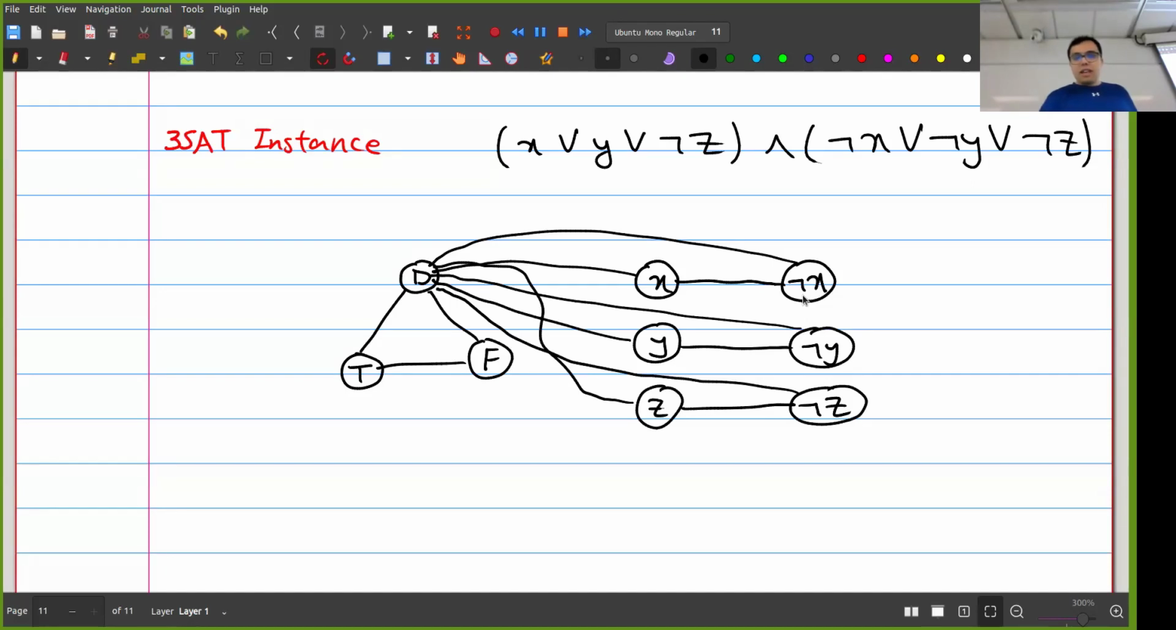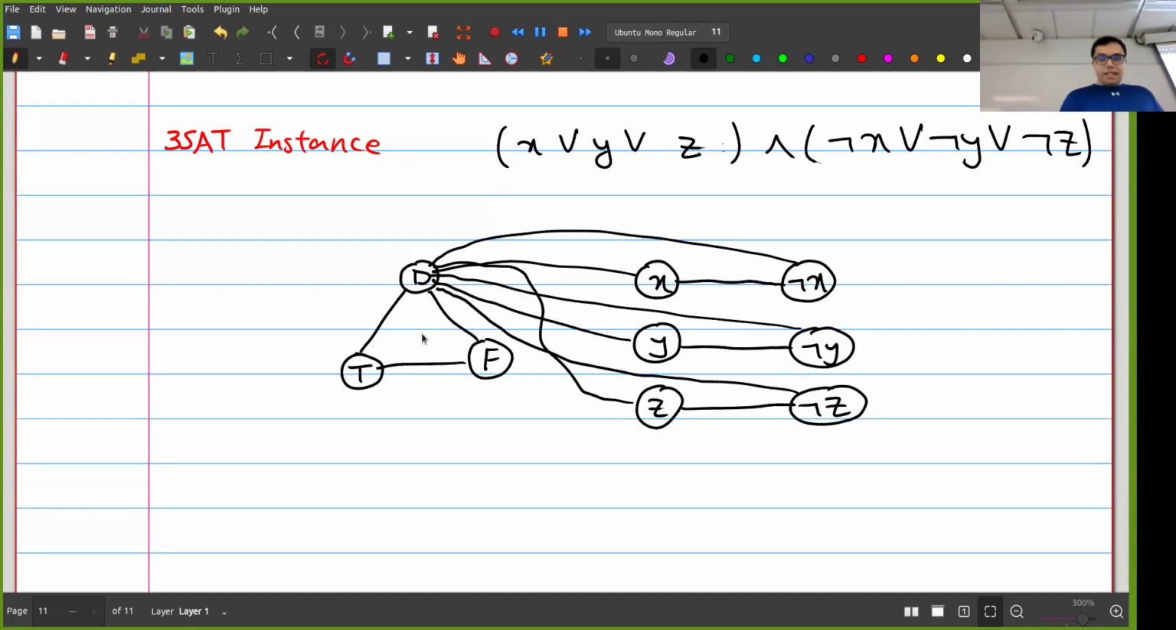I have to now encode my clauses somehow. I have to encode this idea of X or Y or not Z. Actually, let me make it easier. Let's just make it X or Y or Z, because I don't want to take not of not. So I have X or Y or Z. How do I create a gadget for this clause? What should I add to my graph so that it models this clause?